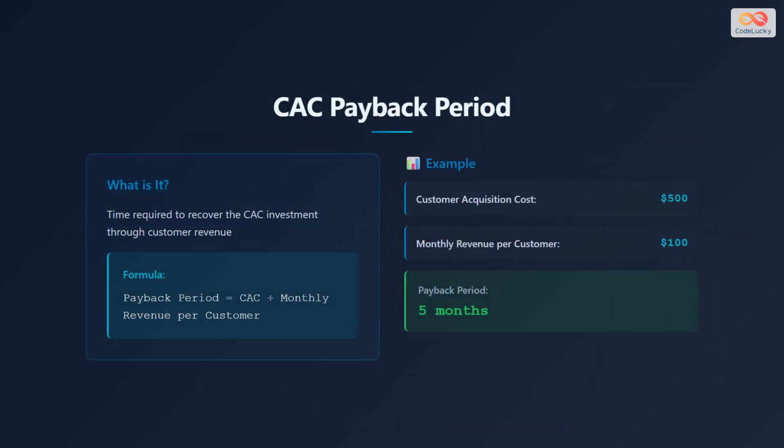The CAC payback period tells you how long it takes to recover your customer acquisition investment through that customer's revenue. You calculate it by dividing your CAC by the monthly revenue that customer generates. For example, if your CAC is $500 and each customer generates $100 monthly in revenue, your payback period is 5 months. This means after 5 months, the customer has generated enough revenue to cover what you spent acquiring them. Shorter payback periods are better because your cash recovers faster.